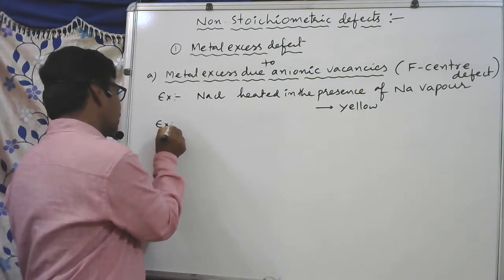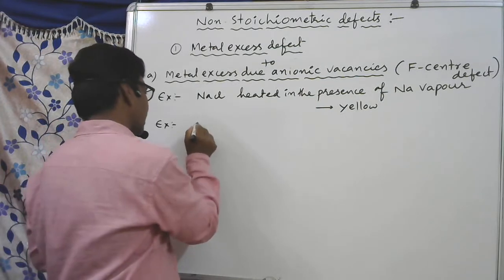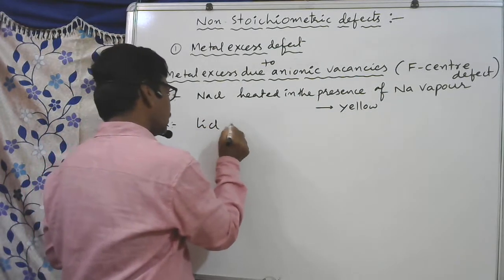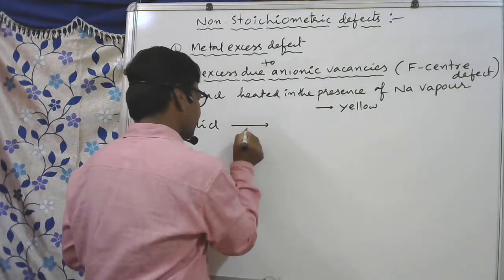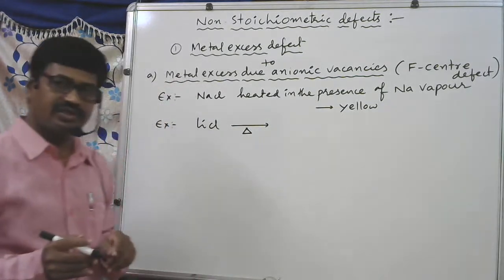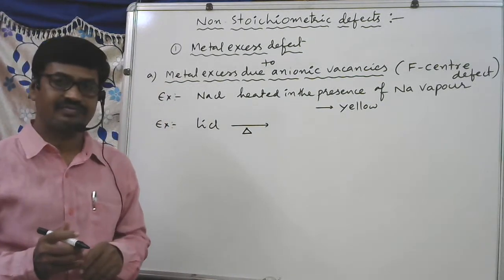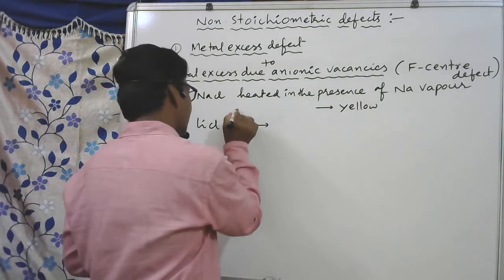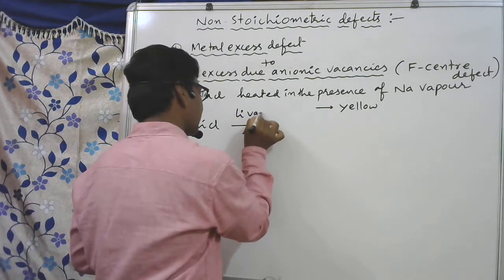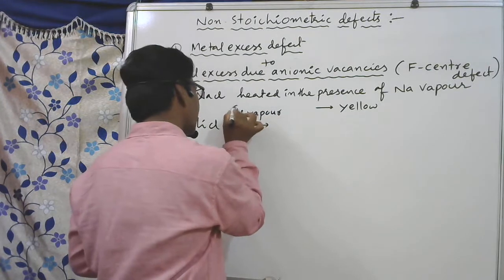See, one more example I am taking here. Here I am taking lithium chloride also. Lithium chloride when heated, like said, delta sign you know, the symbol for heating. Whenever it is heated, in the presence of what? Lithium vapor here. In this way I am writing. Lithium vapor.